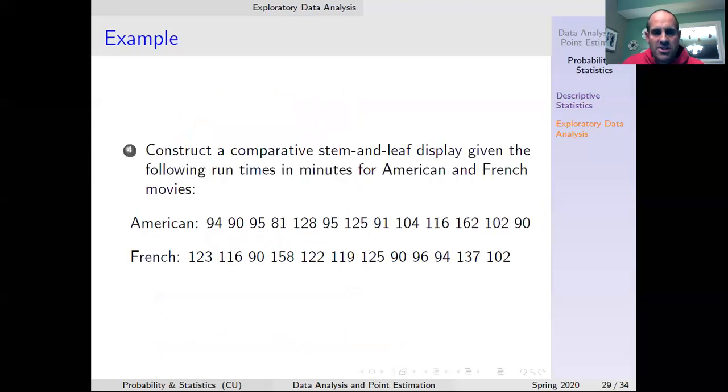Okay, so let's construct another kind of stem and leaf diagram, which is comparative data analysis, where you want to look at 2 distributions at once, okay? And the stem and leaf plot is one way to do that quickly. What you do is you decide what your stems are going to be, and then you put the leaves for the one data set in one direction, and the leaves for the other data set in the other direction.